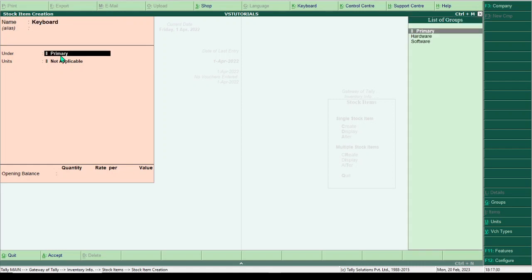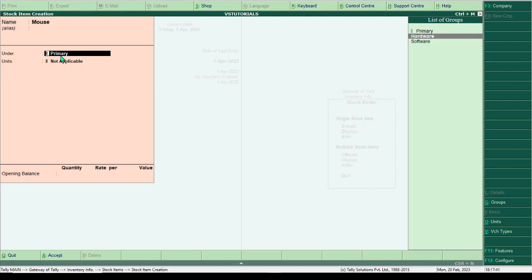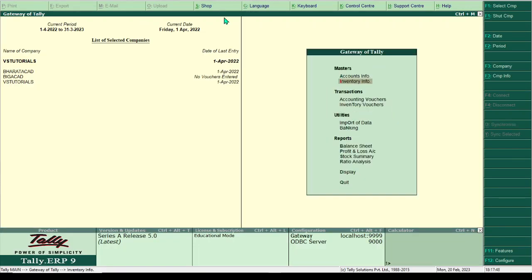Hardwares of computer, pieces. Opening balance is 0. Keyboard and mouse. How can you forget about mouse? Hardware you can buy. Opening balance you can leave it empty, and then escape. And we can now buy and sell our stocks.